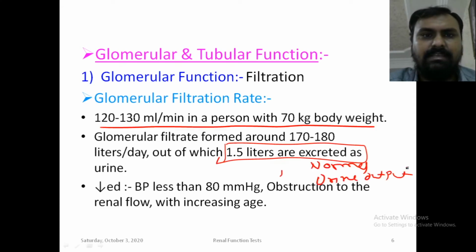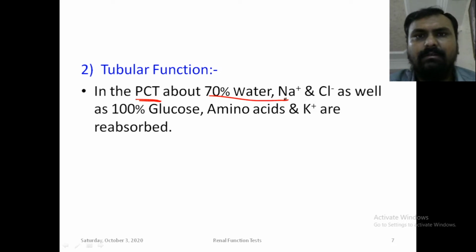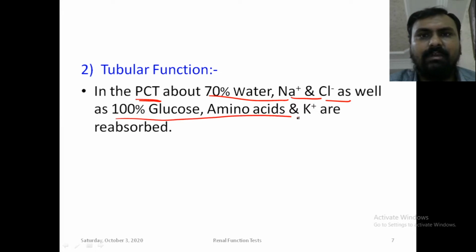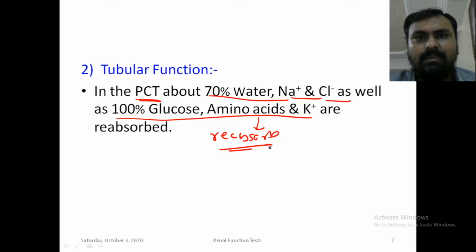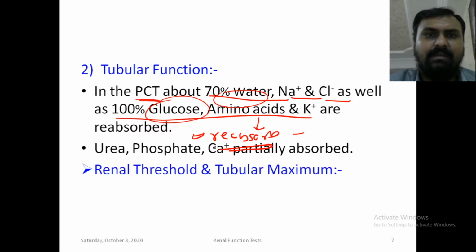GFR decreases when blood pressure is less than 80 mmHg or when there is obstruction to the renal flow. Then tubular function: in the proximal convoluted tubule, around 70% of water, sodium and chloride are reabsorbed, and 100% of glucose, amino acids and potassium. These are very important molecules for our body, so our kidney will try to reabsorb them. During plasma flow they are filtered in the kidney, but they are reabsorbed in the tubules. Urea, phosphate, and calcium are partially absorbed.